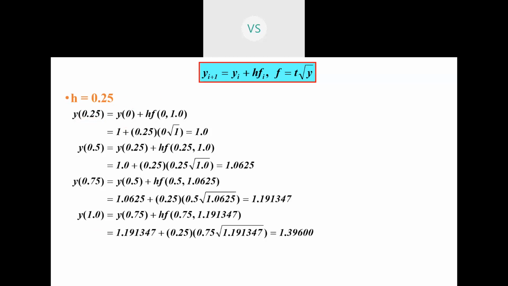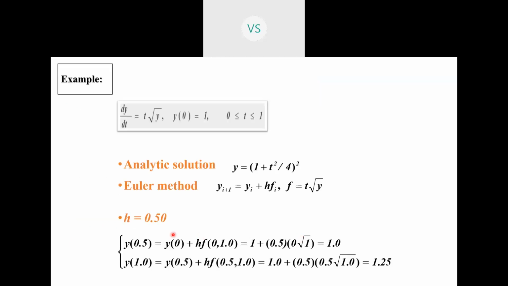So you can see over here when t is equal to 0.25, we have got the value of y as 1. Similarly, for t equal to 0.5, you got the value as 1.06. When t is equal to 0.75, you got the value of y as 1.19. When t is equal to 1, you obtain the value of y as 1.39600, while previously when we considered the value of h as 0.50, you got the value of y at t equal to 1 as 1.25.